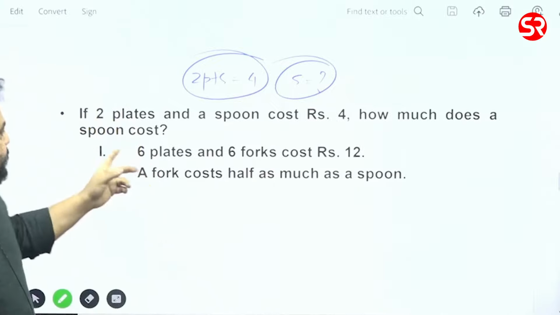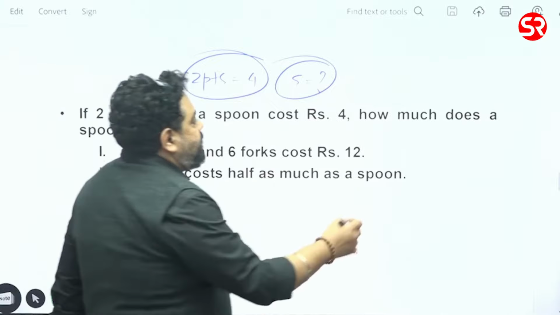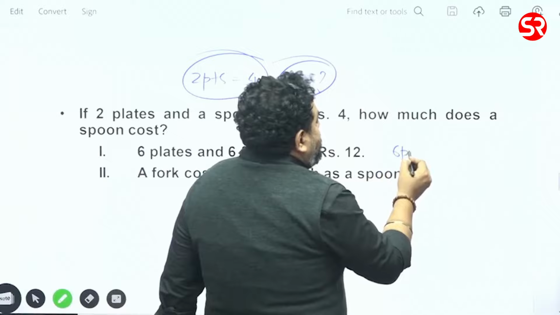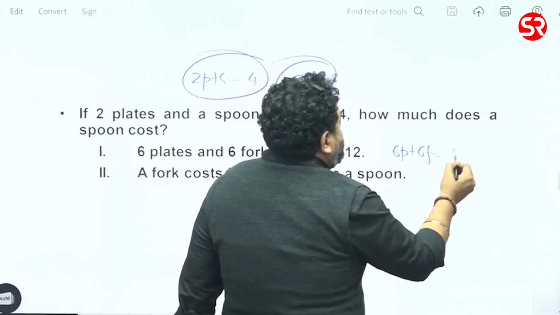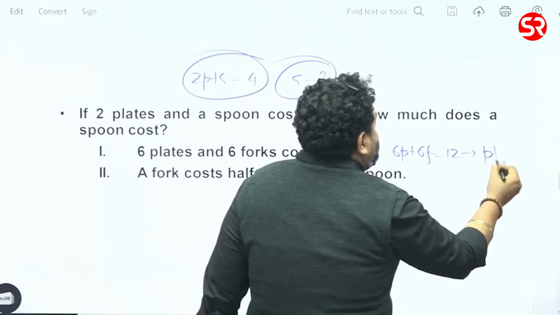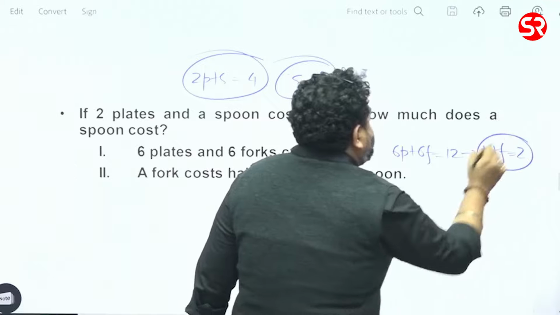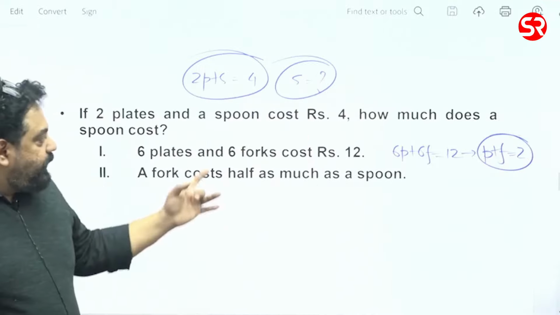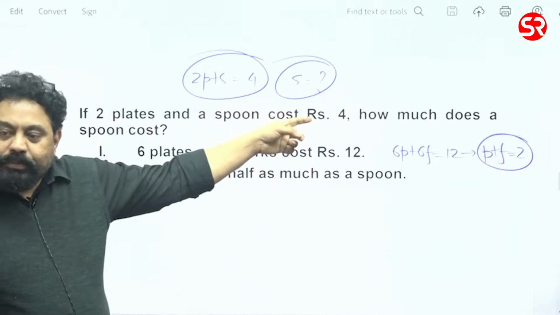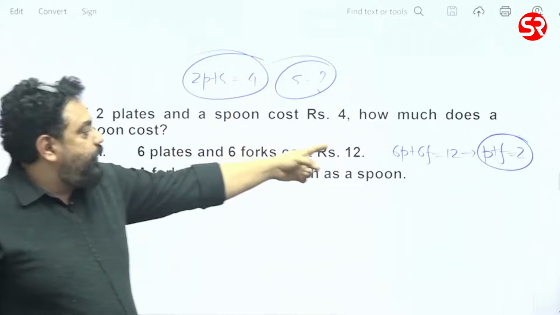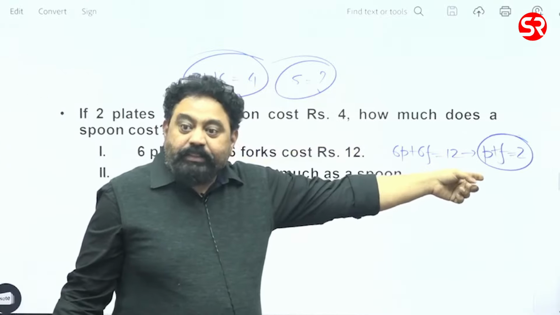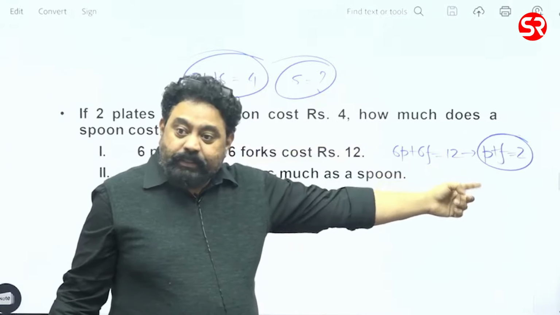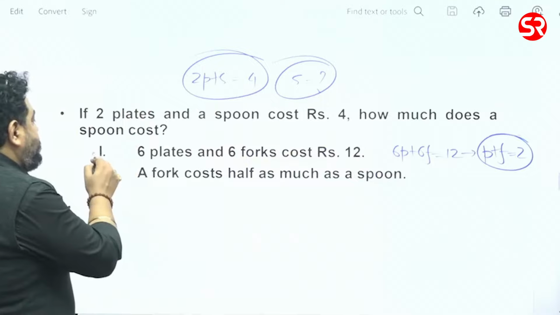Now let's see. First, 6 plates and 6 forks. 6 plates plus 6 forks is equal to rupees 12, which means a plate plus a fork is equal to rupee 2. But this won't give you the value of spoon. Because you have 2p plus s, you have p plus f. There is no relationship between f and s. So first is not giving you the answer.